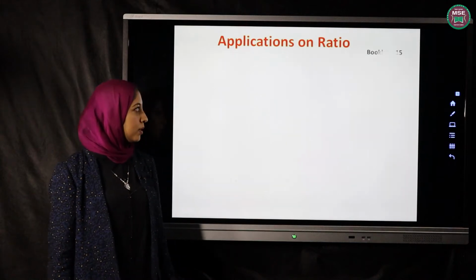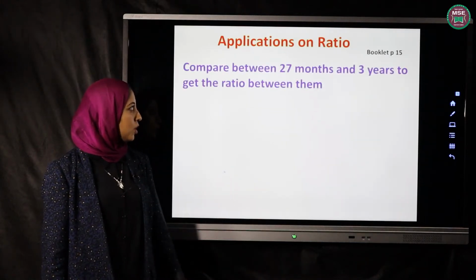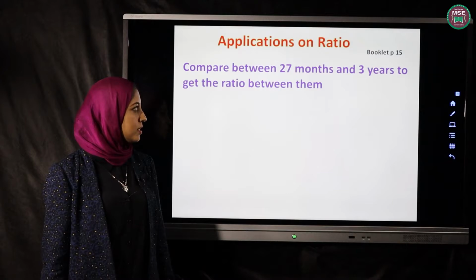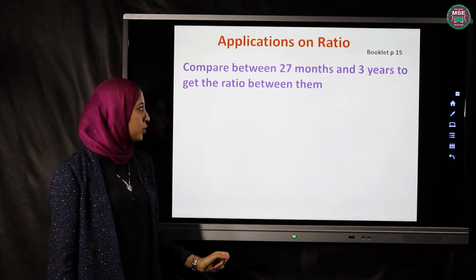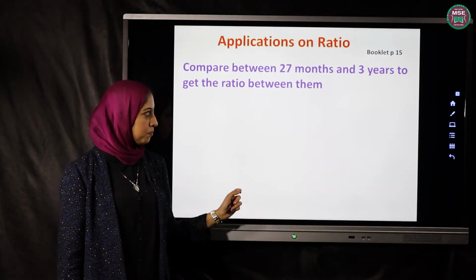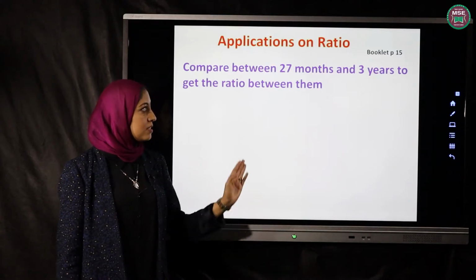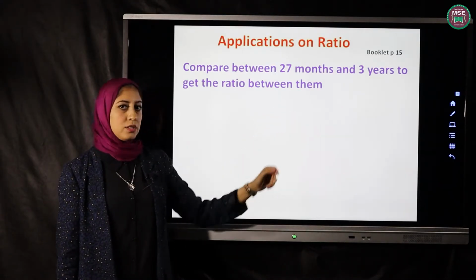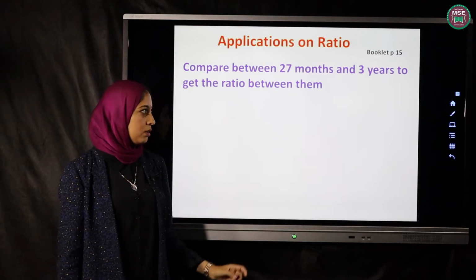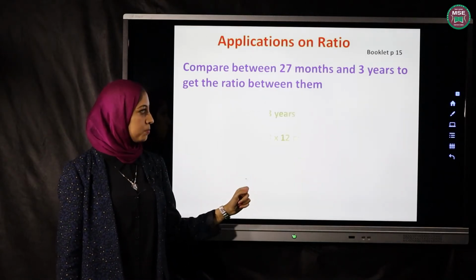Let's read the first one. Compare between 27 months and 3 years to get the ratio between them. I told you before in the ratio that we must have same units. Here I have months and years. I have to change one to be like the other.